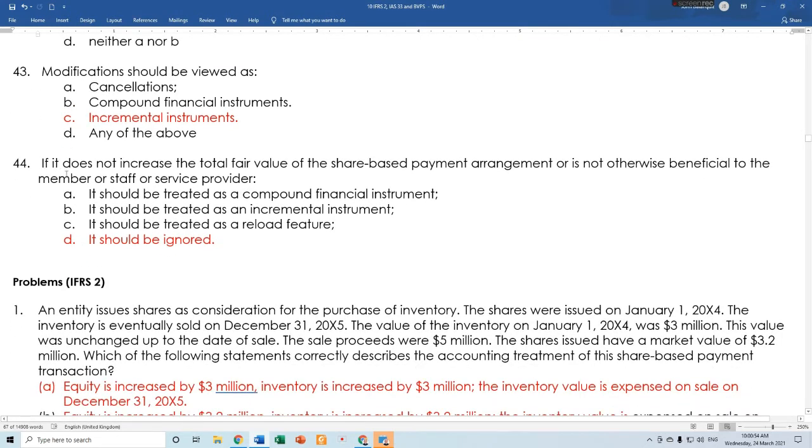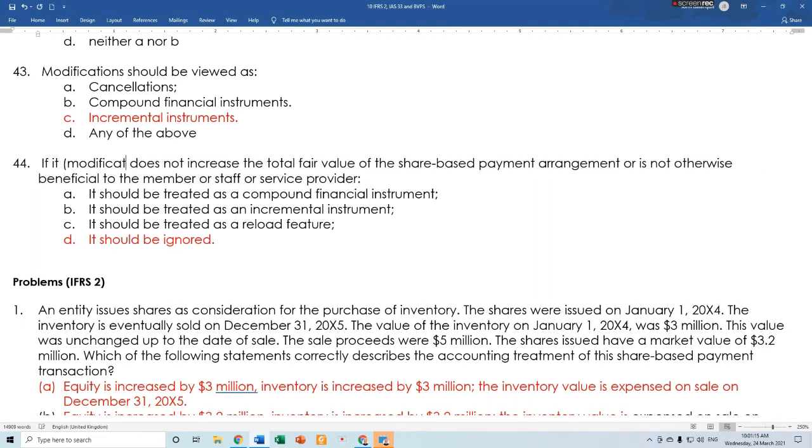And 44, if it does not increase the total fair value of the share-based payment arrangement or is not otherwise beneficial to the member or staff or service provider, then it should be ignored. Letter D. Pag sinabing it, okay, it pertains to the modification. Okay? So, if the modification does not increase the total fair value or does not benefit, then it will be ignored, meaning mag-stick tayo dun sa original. Okay? So, those are the answers to our questions or dun sa ating mga theory questions.